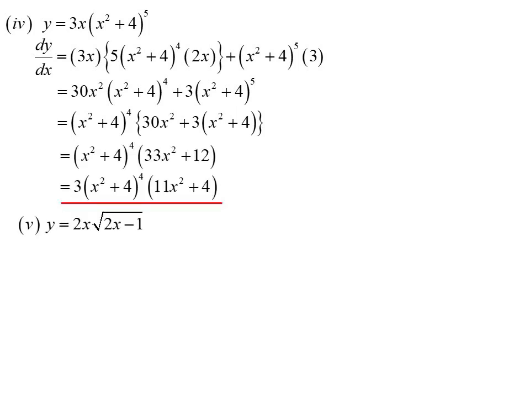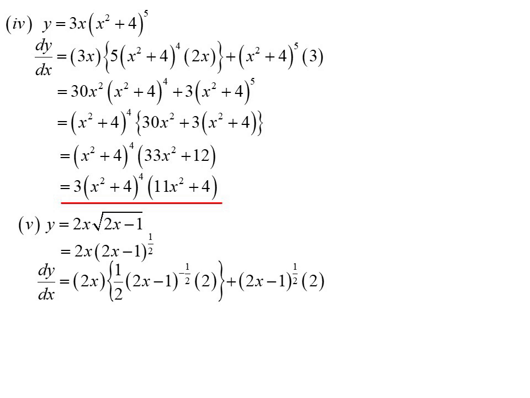2x times the square root of 2x minus 1, well, I've got to put the 2x minus 1 into index form. Now, we can use our product rule. Write down the first, 2x. Diff the second. Again, I'm going to have to use the chain rule. Bring down the power, a half. Lower the power, minus a half. Diff the inside, differentiate 2x minus 1, we get 2. Plus, write down the second, and diff the first.